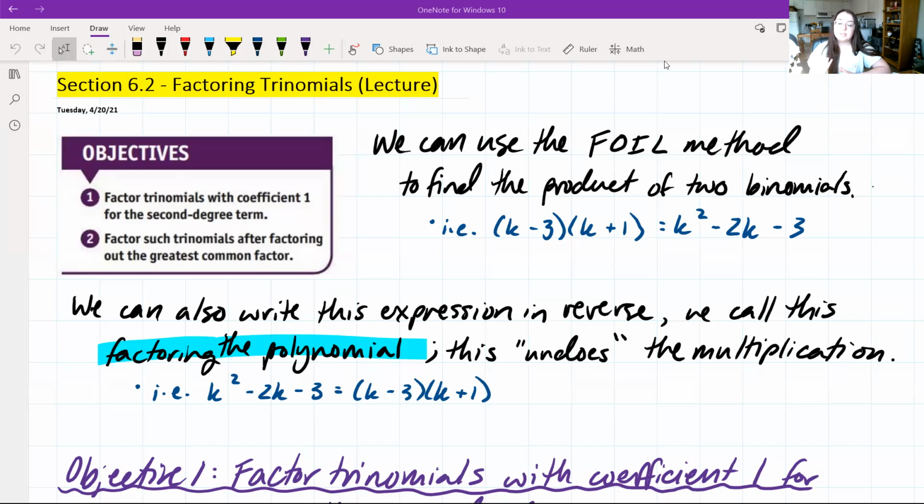So typically we can use the FOIL method to find the product of two binomials. So for example, something like k minus 3 times k plus 1, this becomes k squared minus 2k minus 3. We can also write this expression in reverse. We call this factoring the polynomial, and this undoes the multiplication. So we can express k squared minus 2k minus 3 as k minus 3 times k plus 1 now instead.